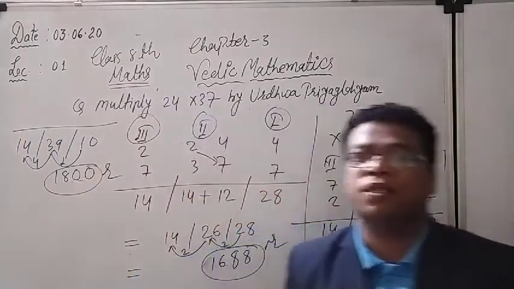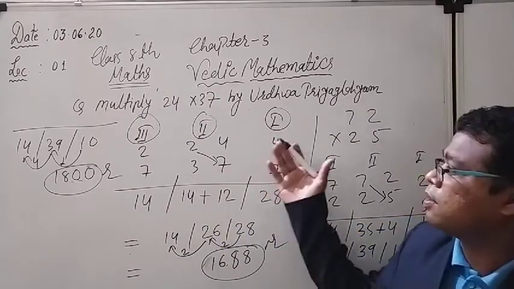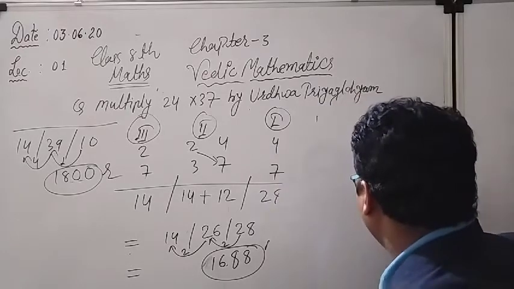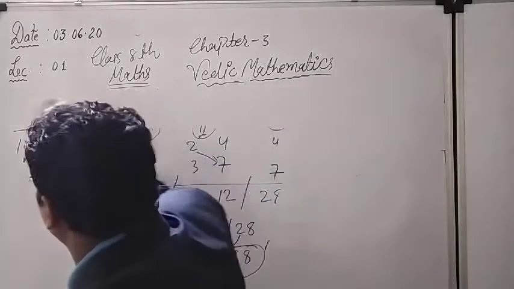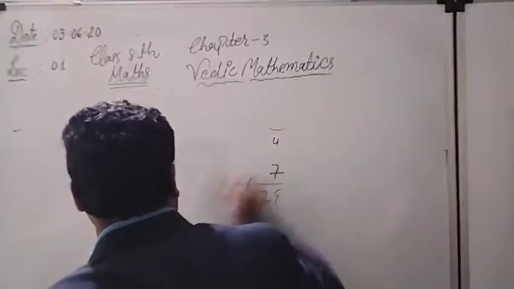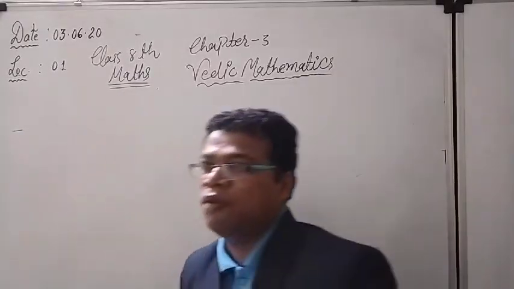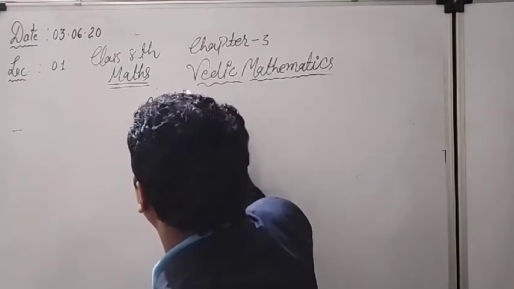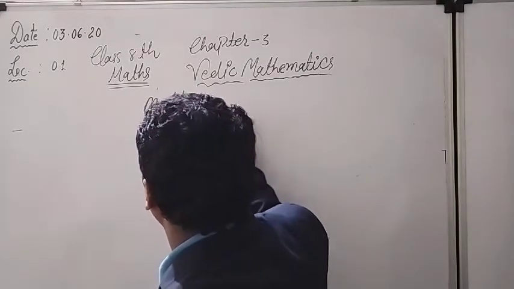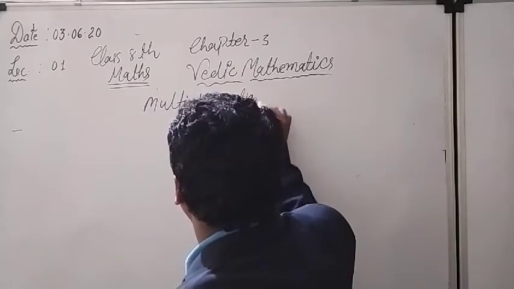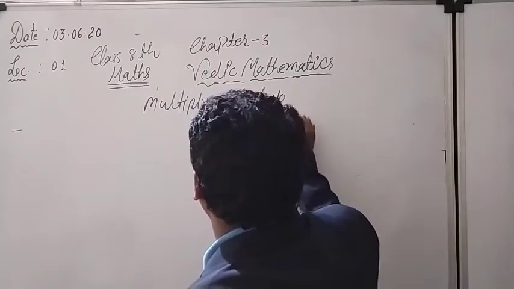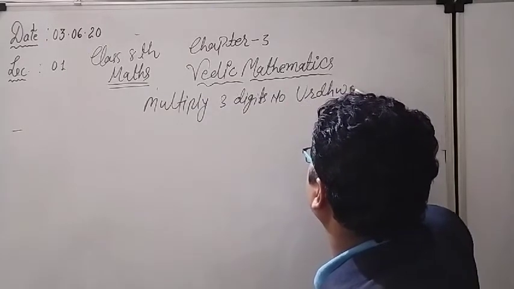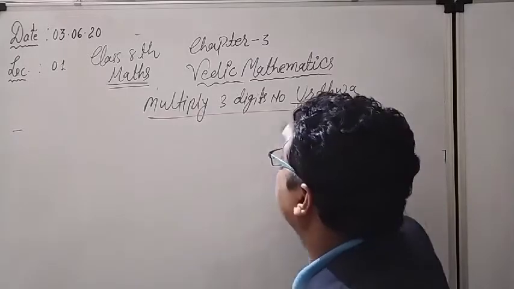So in these 3-4 examples I have completed multiplication of 2 digits numbers. Right now I am going to tell you multiplication of 3 digits numbers. Only the theory portion I will complete. After that we will see so many things. See here, multiplication of 3 digits numbers by the Urdhva-Tiryak-Vyam method. Same method, Urdhva. I am writing only Urdhva, you can understand.